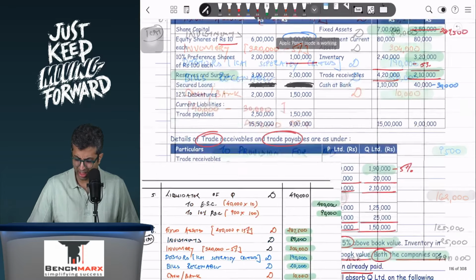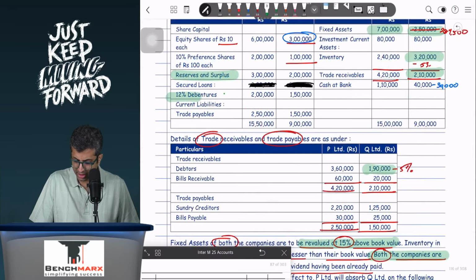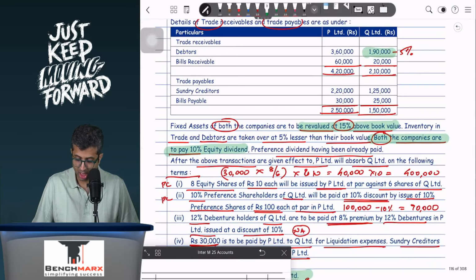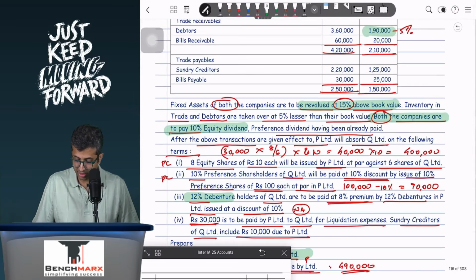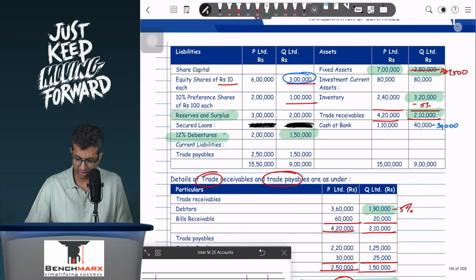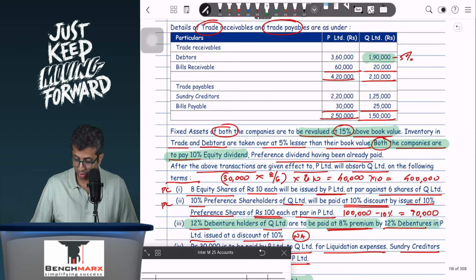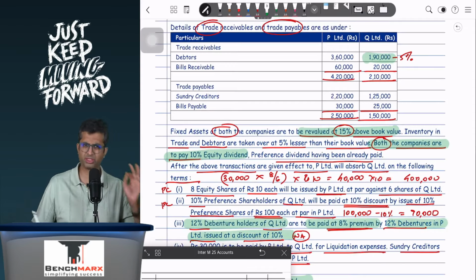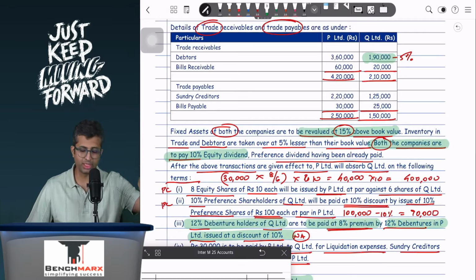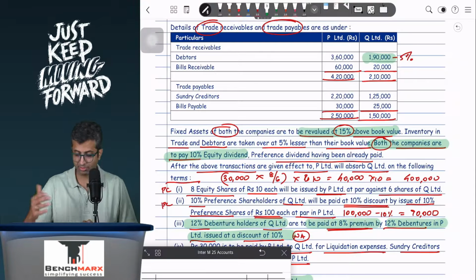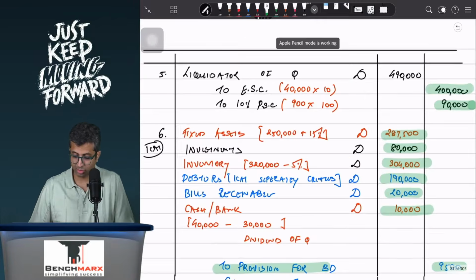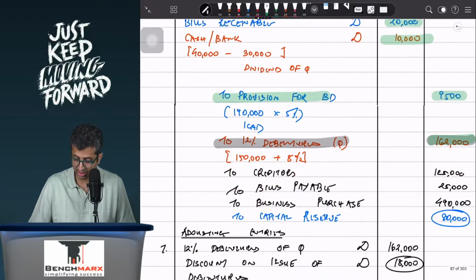When you look at liabilities, there is a 12% debenture. Now this is a very dangerous adjustment. What do they say? 12% debentures of Q are to be paid at an 8% premium. So if they had to be paid in cash, we would have paid 1,50,000 plus 8%. Can I say 1,62,000? Now how are they paid? By issuing 12% debentures in P at a discount of 10%. We'll see that. But what we have agreed to pay is, if you have to pay me, you have to pay 1,50,000 plus 8%, that is 1,62,000. And hence this is 1,62,000.